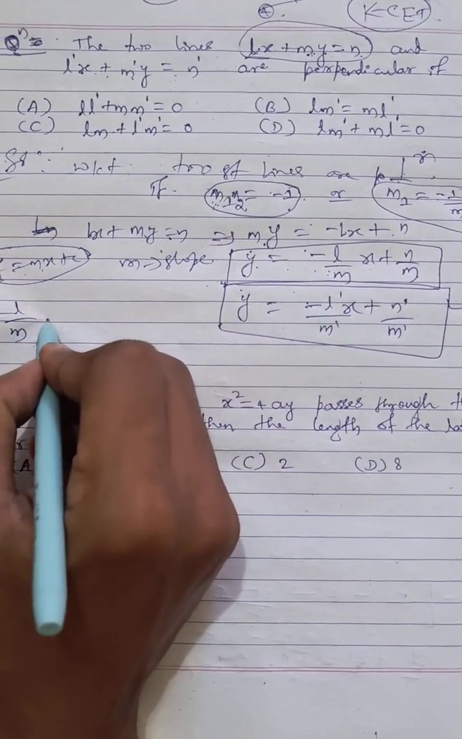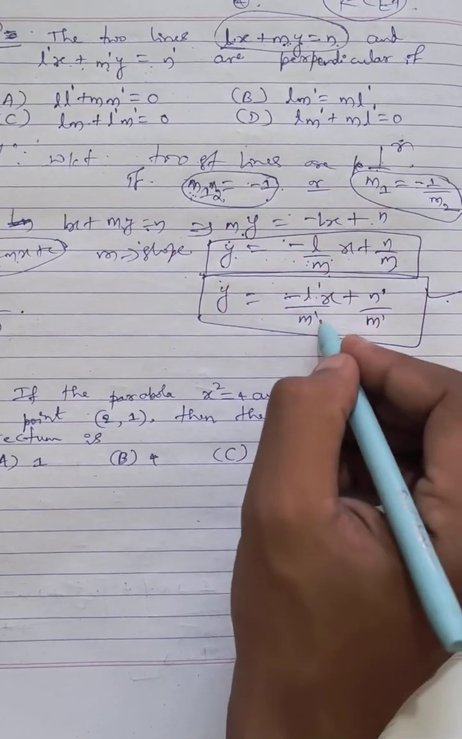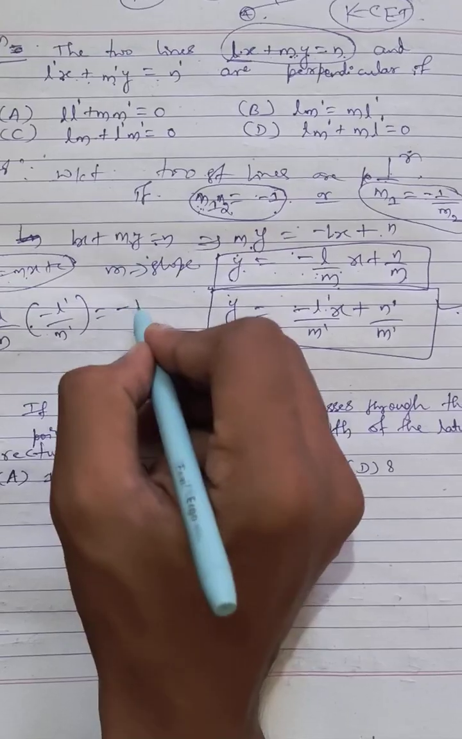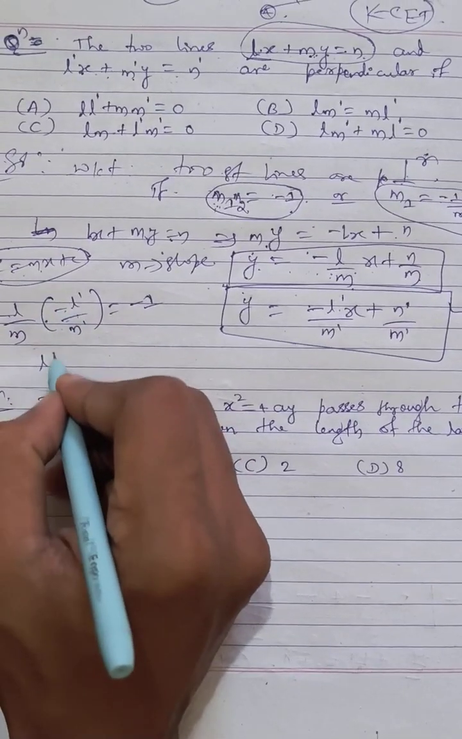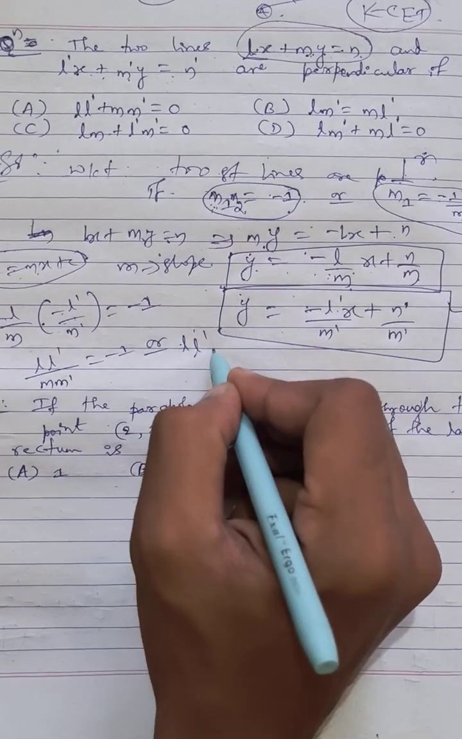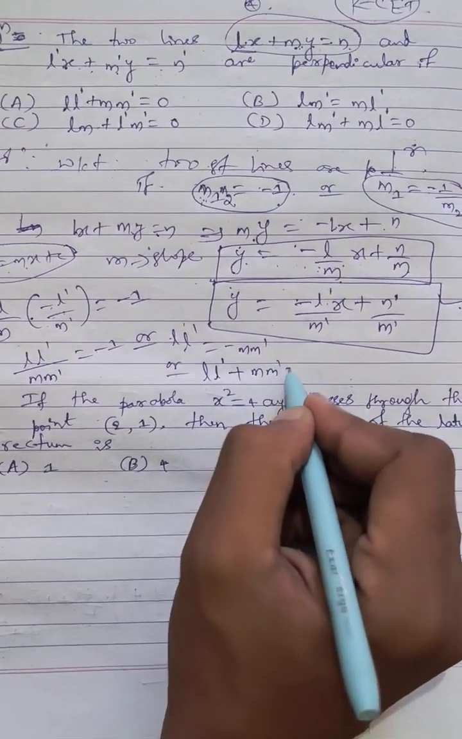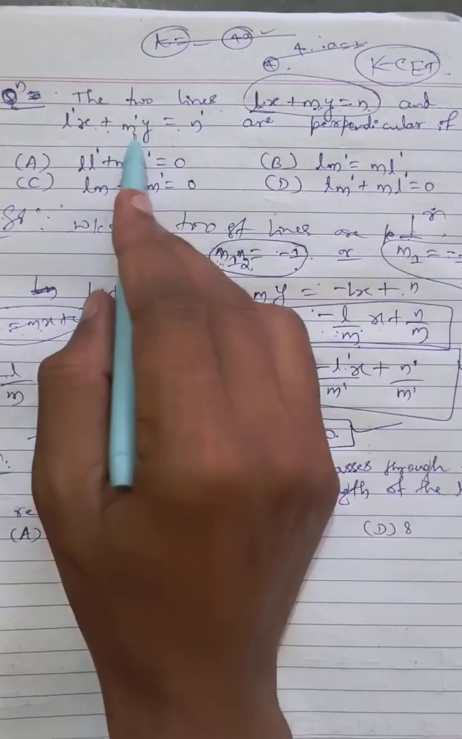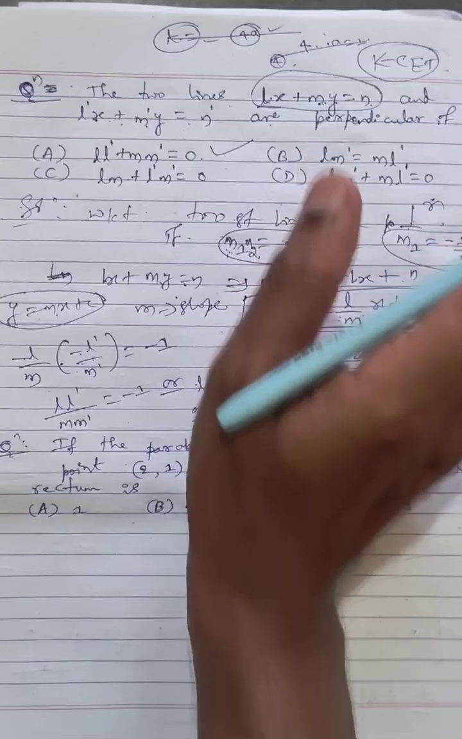So the slope of the first line is minus L by m, and the slope of the second line is minus L dash divided by m dash. If you multiply both the slopes, you must get -1. Minus into minus is plus, so L dash divided by m dash is equal to -1, or L dash is equal to minus m dash, or L dash plus m dash is equal to 0. This is the condition of perpendicularity of these two straight lines. So the first option is the correct one.